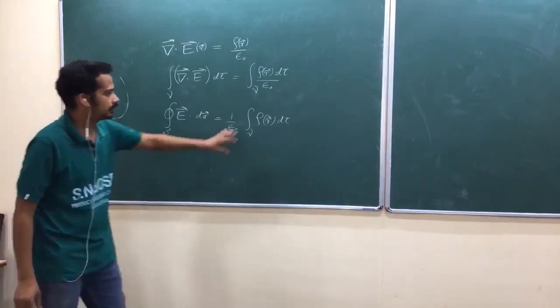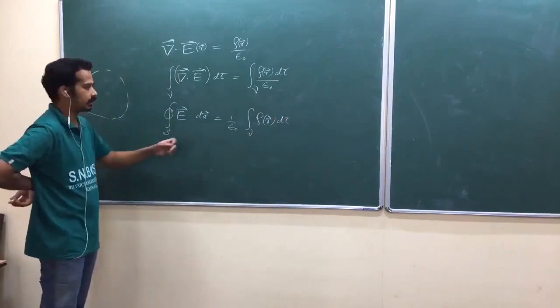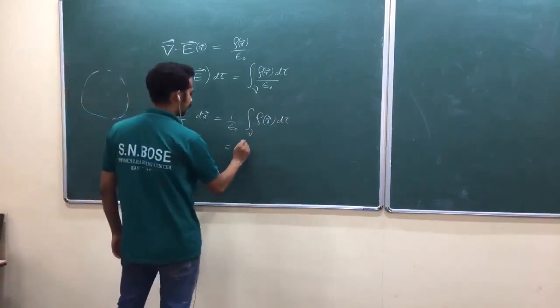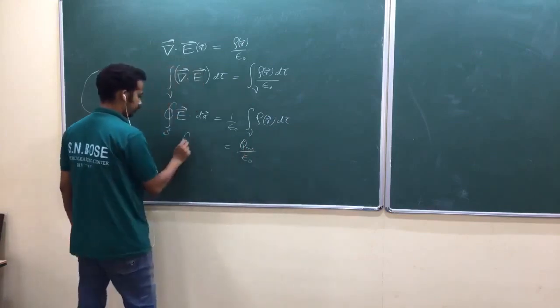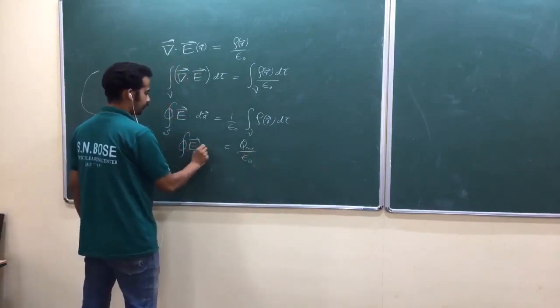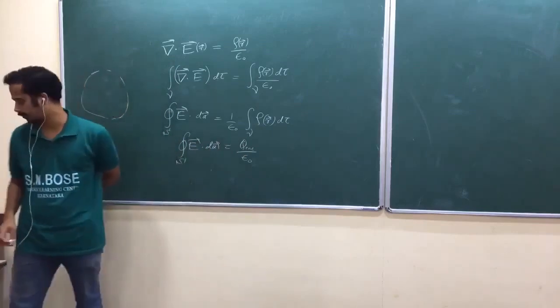Is that okay? Now what is this? This is the net charge within that volume. There is a net charge within that surface. That's why we write Q enclosed by the surface divided by epsilon naught. So, the integral form of Gauss law.